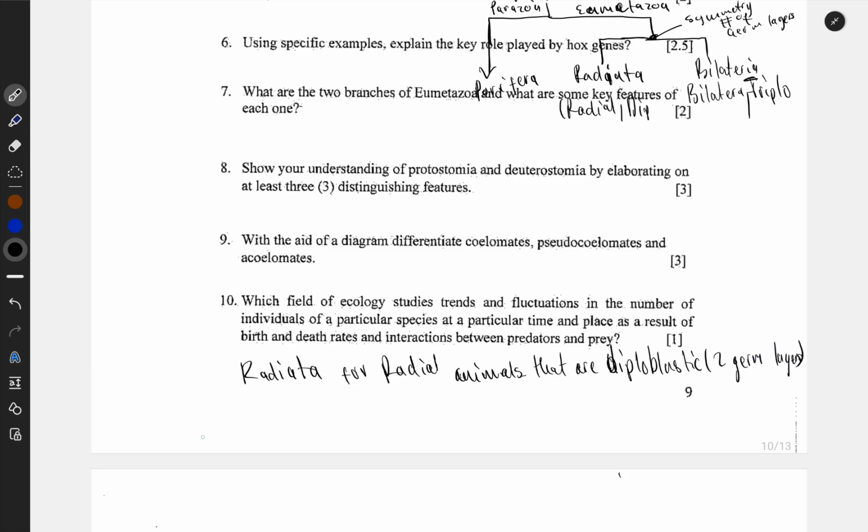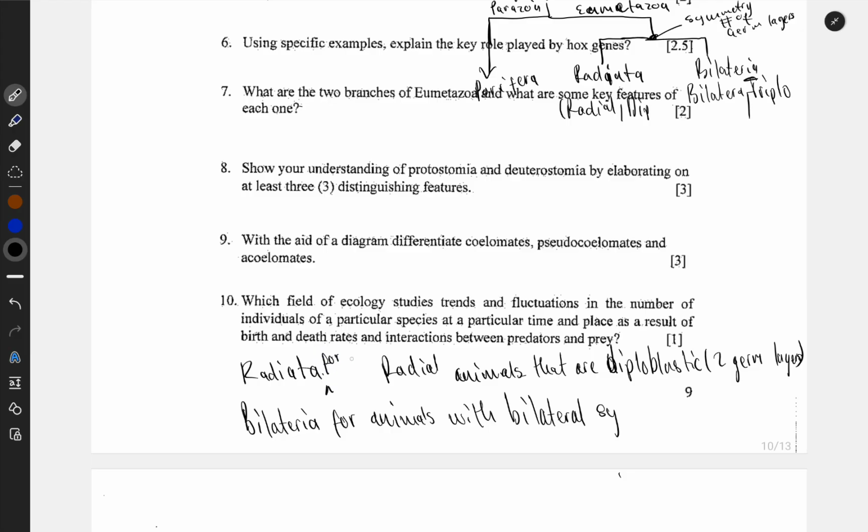All right, then you can say the other one would be Bilateria. Okay, Bilateria. This is the other group of Eumetazoa, the two branches. So Bilateria for animals with bilateral symmetry.